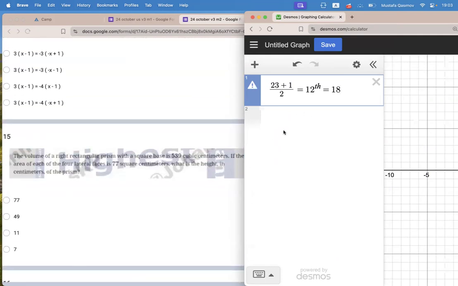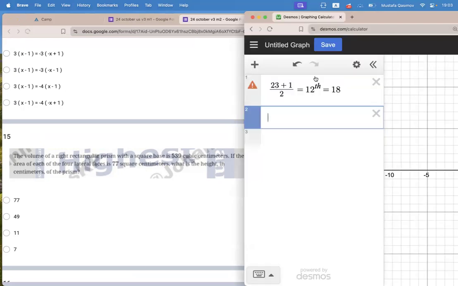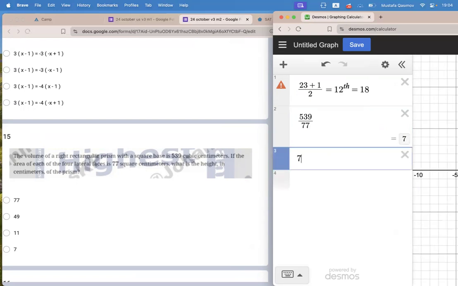Because it's a square base, if you divide 539 by 77, you will get 7, and 7 is one side of its base. So it is 7, 7. And if its base is 7 and 7, it will be 49. 539 over 49 will be 11. So it is 7, 7, 11. And the answer will be 11. C. Any question from here?